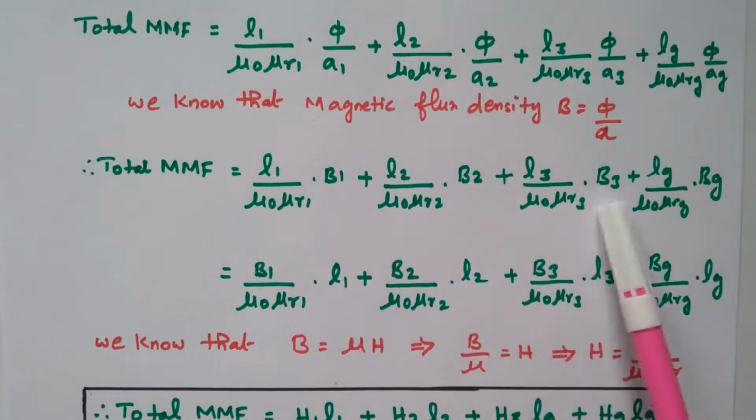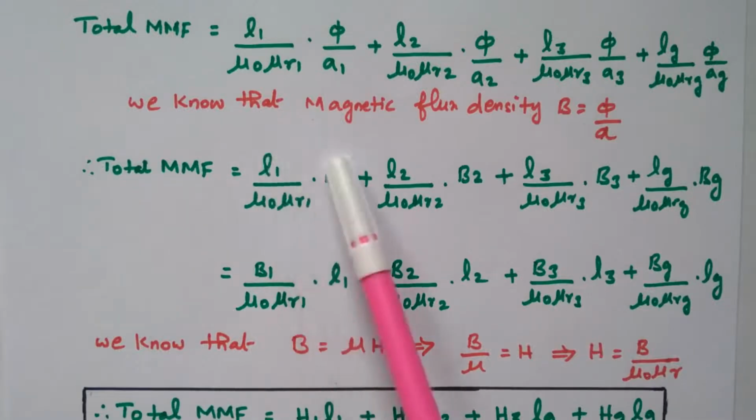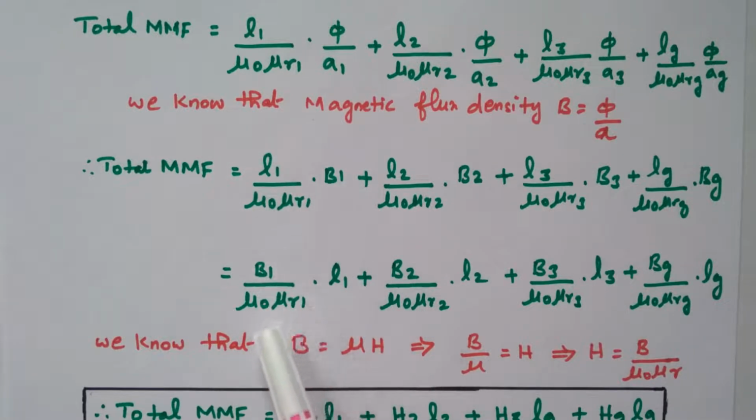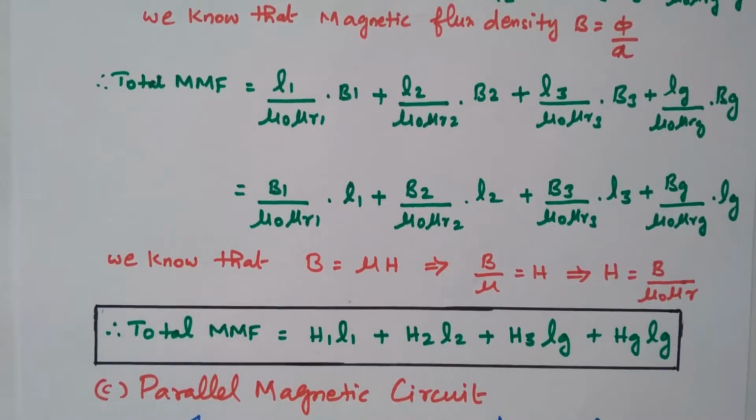Similarly B2, B3 and Bg. Again it is rearranged: B divided by mu naught mu R1 into L1. So what is B divided by mu naught mu R1? We know that B equals mu H, so B by mu equals H. So this B by mu can be replaced by magnetic field intensity. That is, H equals B divided by mu naught mu R. So this term can be replaced by magnetic field intensity.